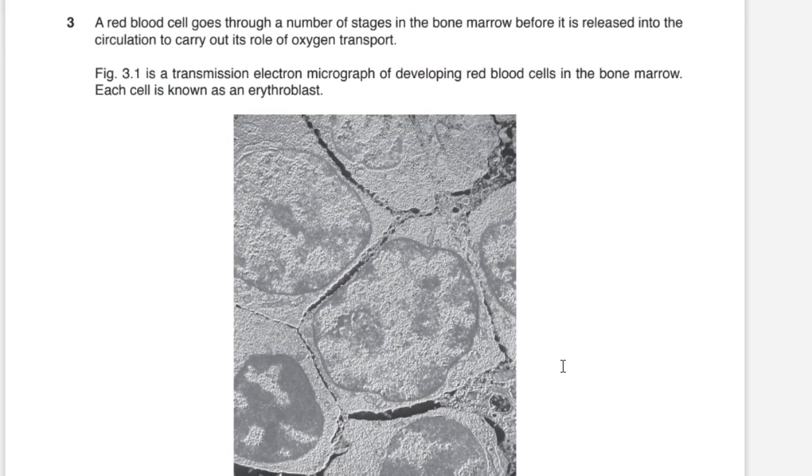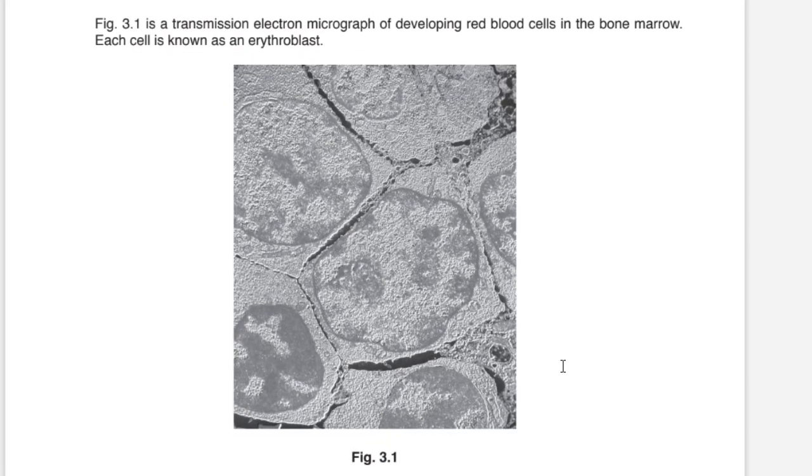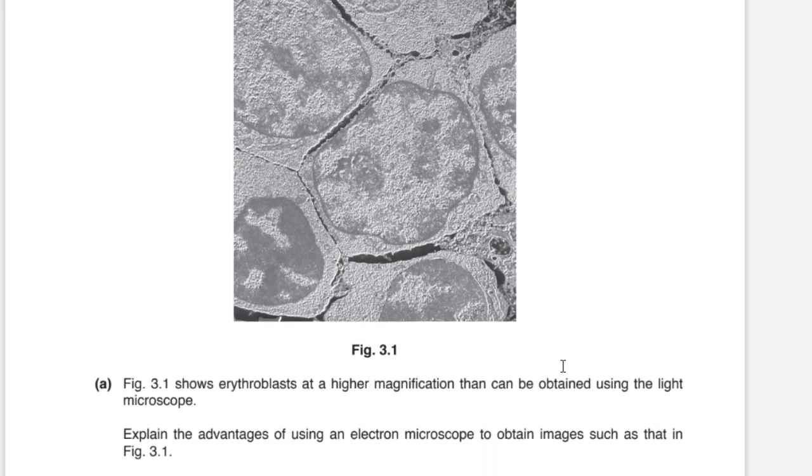Three, a red blood cell goes through a number of stages in the bone marrow before it is released into the circulation to carry out its role of oxygen transport. Figure 3.1 is a transmission electron micrograph of developing red blood cells in the bone marrow. Each cell is known as an erythroblast.